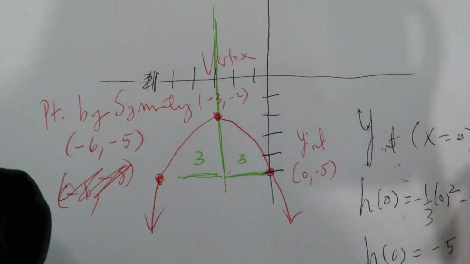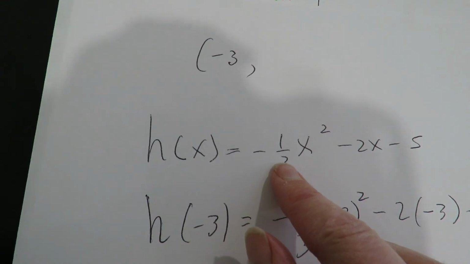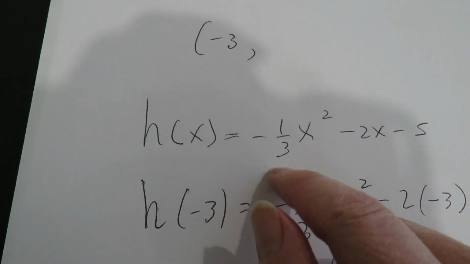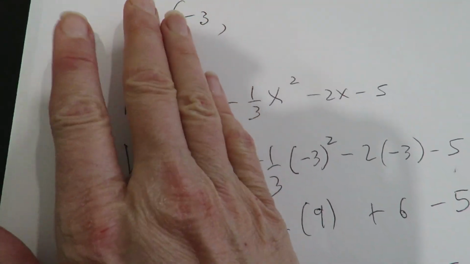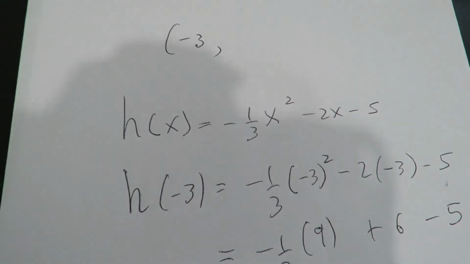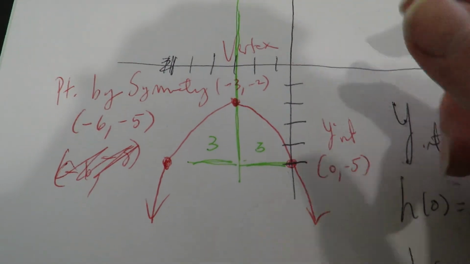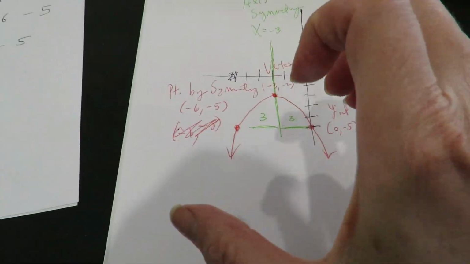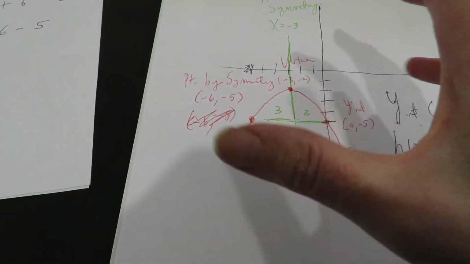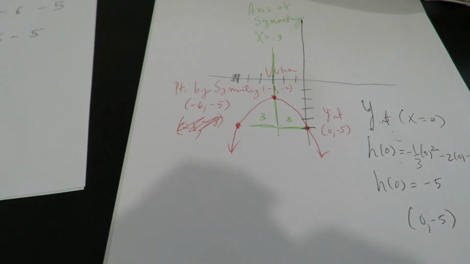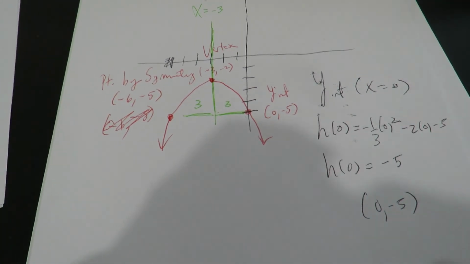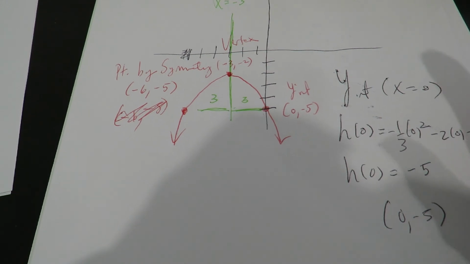All right, so this graph was face down, and again, the 1/3, if it's less than 1 out front, I'm talking absolute value, ignoring the sign, it's going to be wide. If it's greater than 1, it's going to be narrow. So this was face down and wide. That's why it didn't have any x-intercepts, because it's face down below the x-axis. So that's all you need. If it has no x-intercepts, you're not going to solve for them.